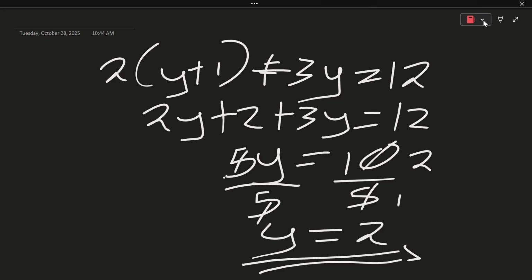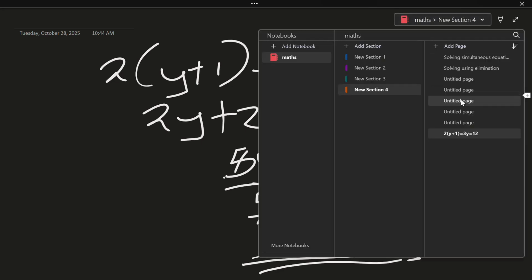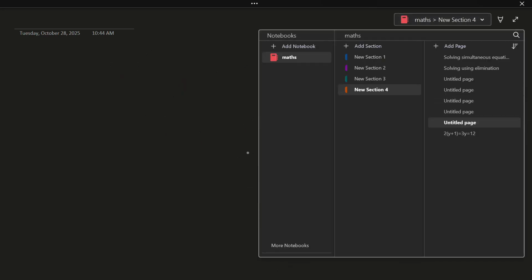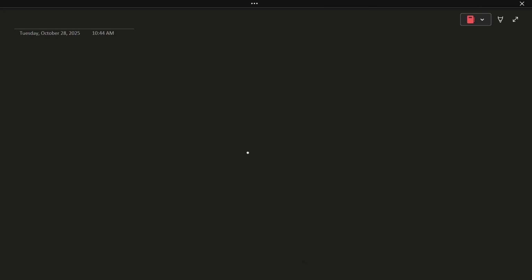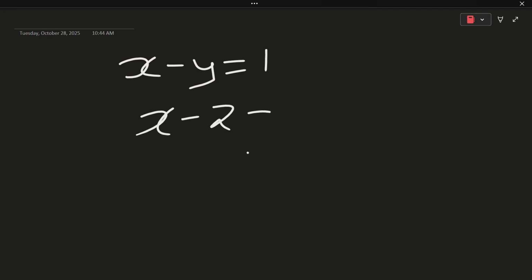So now we have the value of y. Let's find the value of x. For the value of x, you take any of the equations from the two equations and substitute the value of y. So let's take the equation x minus y equal to 1. Then we substitute for the value of y. We said the value of y is now 2. So instead of writing y, we are now writing 2, equal to 1.